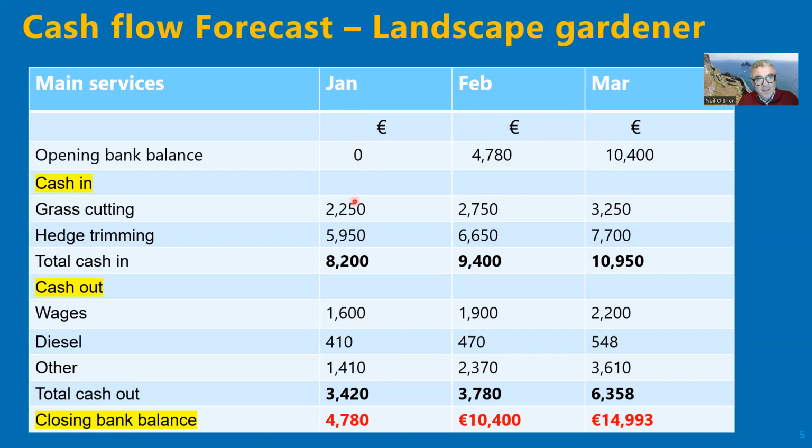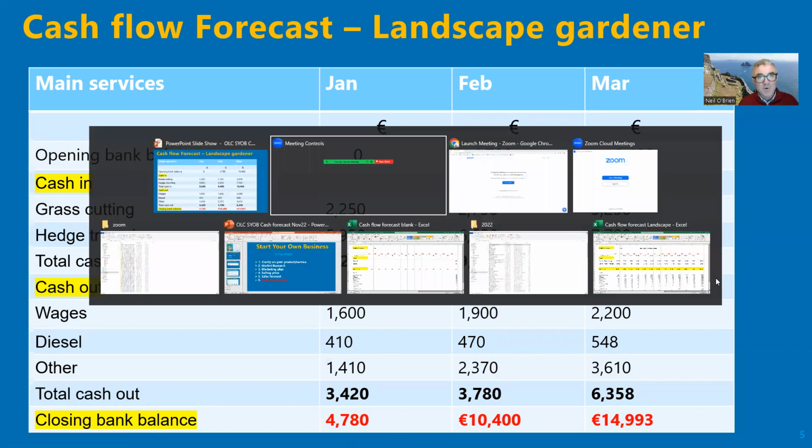Here are the elements of a cash flow forecast. We have the opening bank balance, plus cash in, 8,200, minus cash out, 3,420, giving a closing bank balance in January of 4,780. That goes straight up to the top and is repeated every month. Opening balance plus cash in minus cash out gives you the closing balance. I'm just going to flick across now and look at an example.